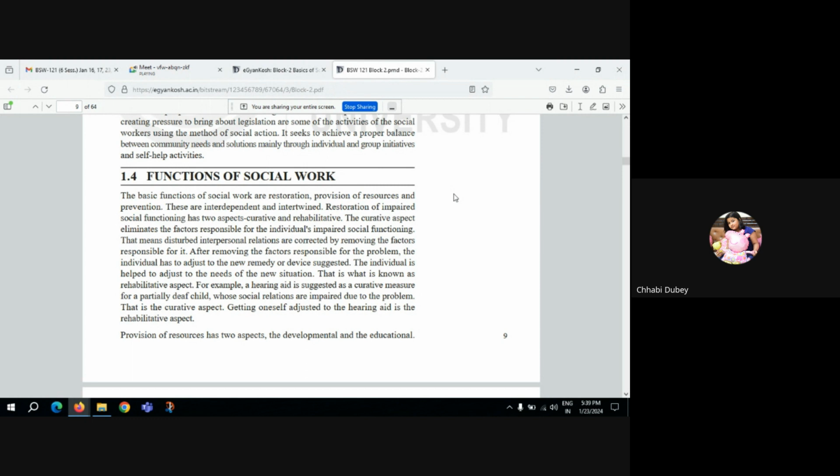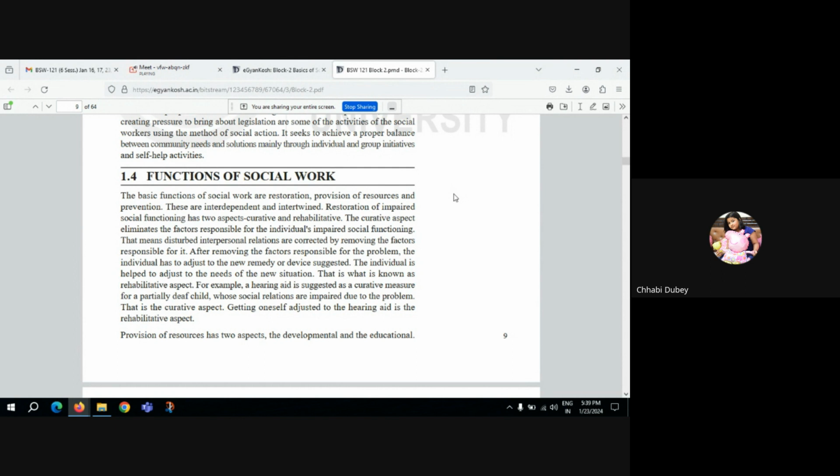It has to be curative and rehabilitative. That means cure something. The curative aspect eliminates the factors which are responsible for this impaired social functioning, and after we remove these factors, we have to help the individual adjust to the new situation, which is known as the rehabilitative aspect.